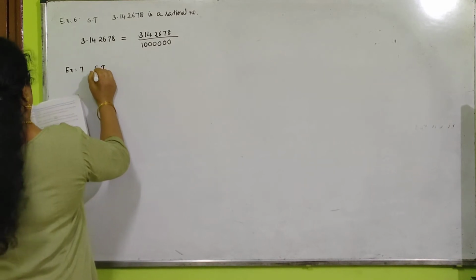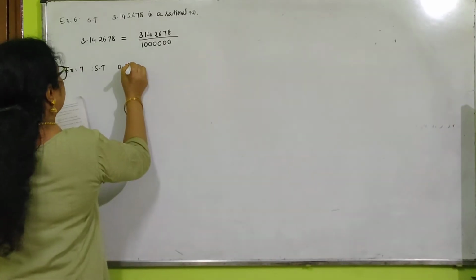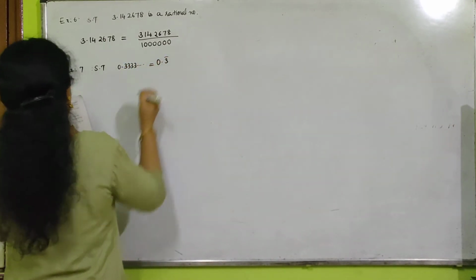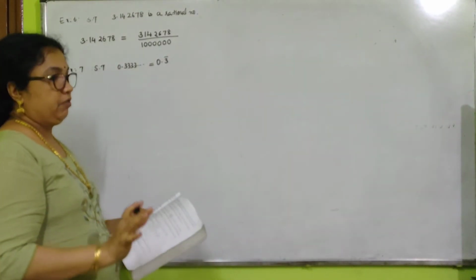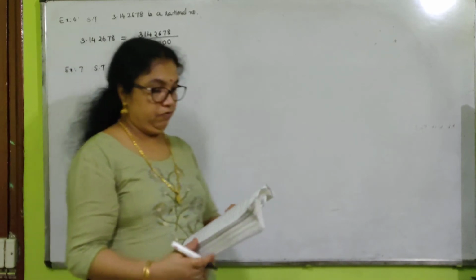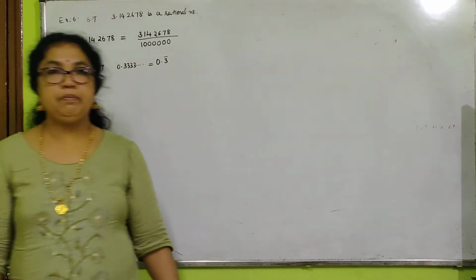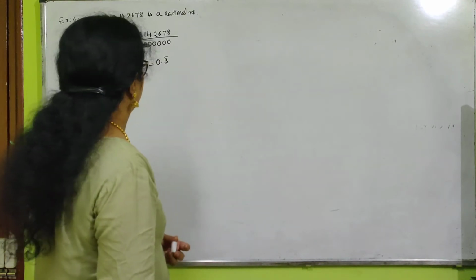Show that 0.3333 repeating, that is 0.3 with the 3 repeating, can be expressed in the form of p by q. This also we have to write in rational form, that is p by q form. How will you do it? In this step, there is one method you have to remember.